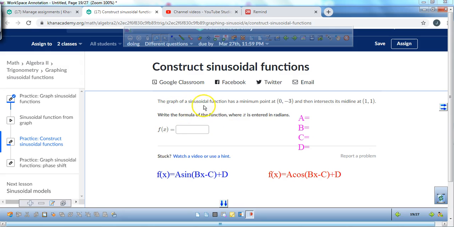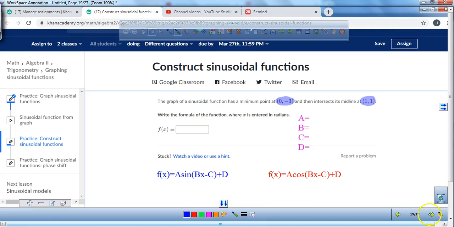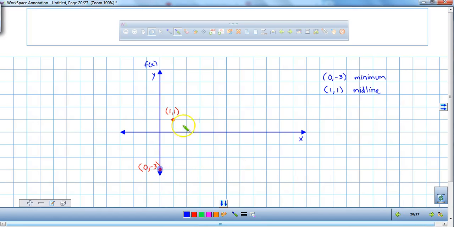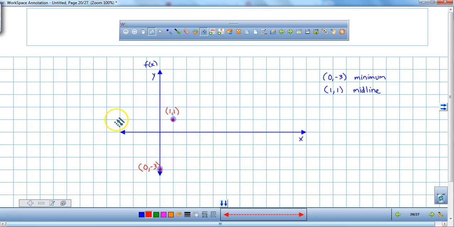Well, it says the graph of a sinusoidal function has a minimum point at (0, -3), and it intersects its midline at (1, 1). So the very first thing you want to make sure you understand is you're dealing with these 2 points: (0, -3) and (1, 1). So you want to get your graph paper and plot those points. Make sure you understand which one's the midline. The midline's right here at (1, 1). And when you do that, what you'd like to do is just create a line that goes right through that point, to create that midline.